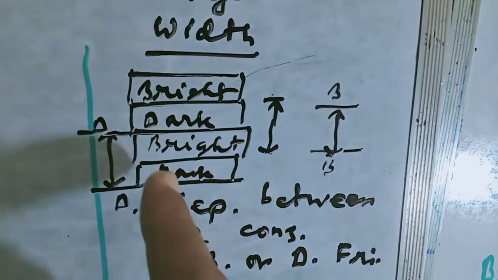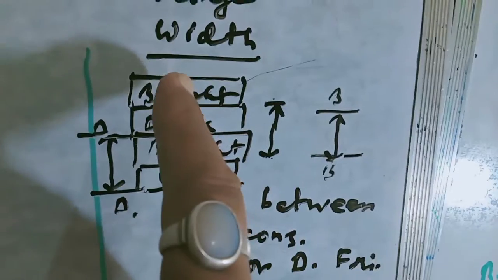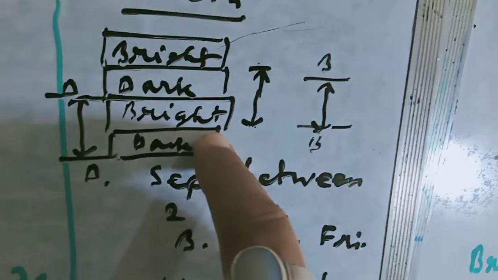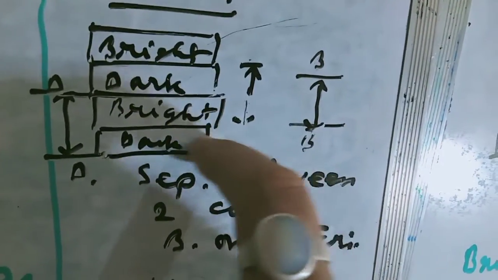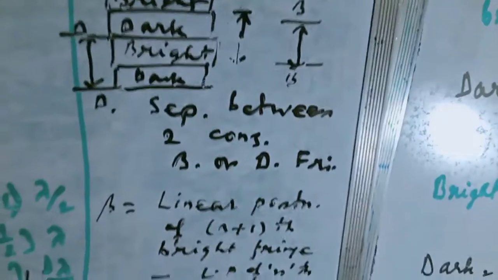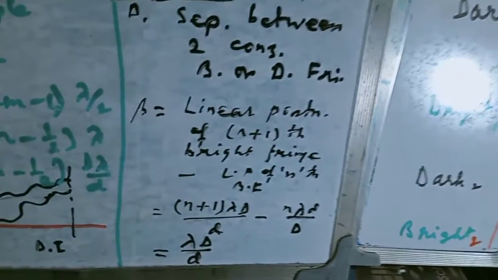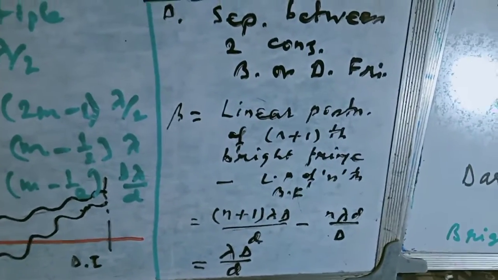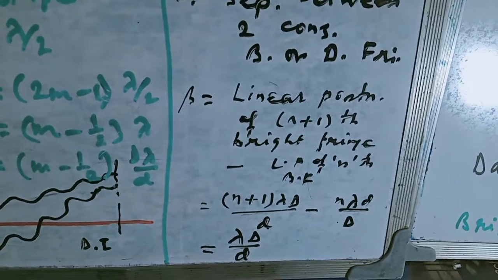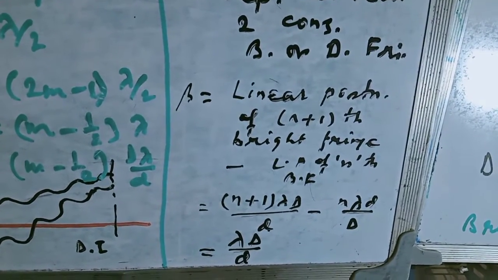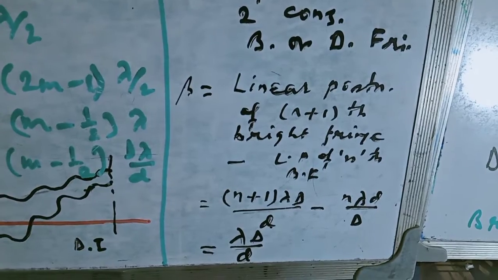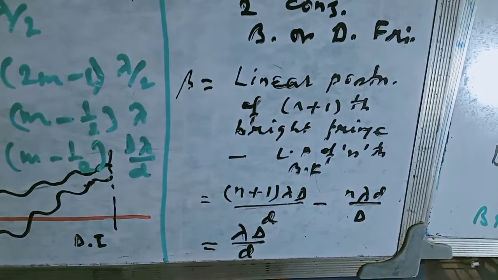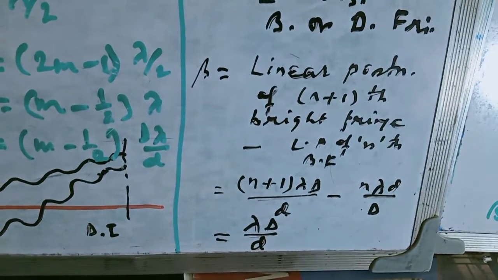Since the thickness is the same and the distance between dark and bright fringes is the same, if you consider this one's midpoint and that one's midpoint, that will give you the same distance, that is the fringe width. So we can say that the fringe width beta can be calculated in this manner: linear position of the n plus 1th bright fringe minus linear position of the nth bright fringe. That is, the linear position of the n plus 1th bright fringe will be (n plus 1) lambda D by small d, and the linear position of the nth bright fringe will be n lambda D by d.